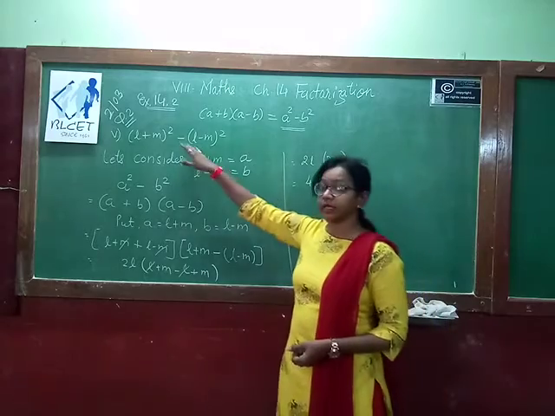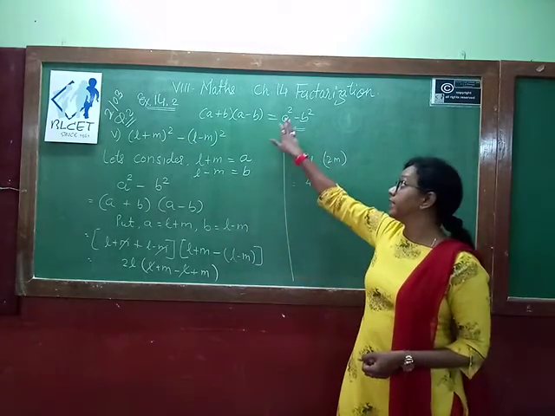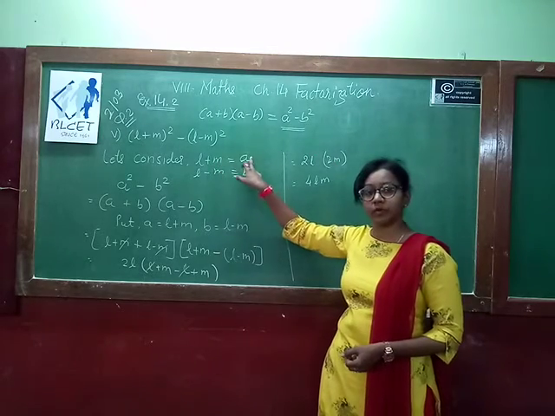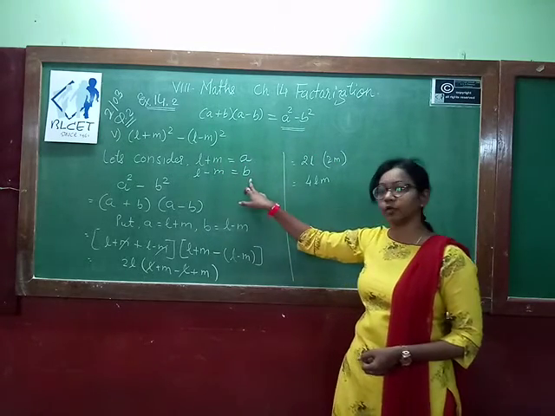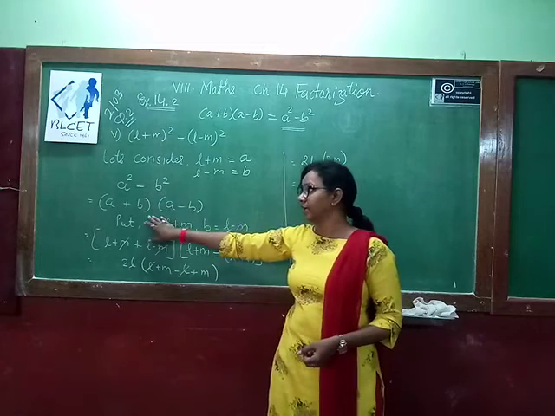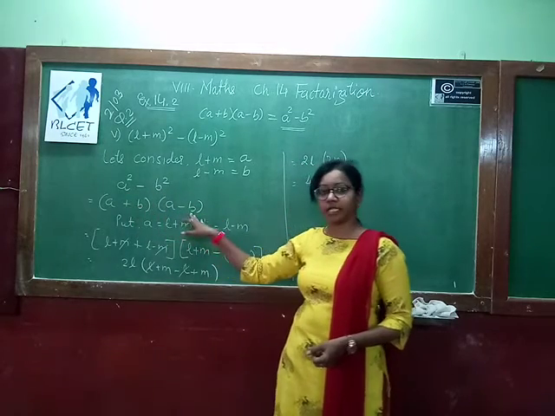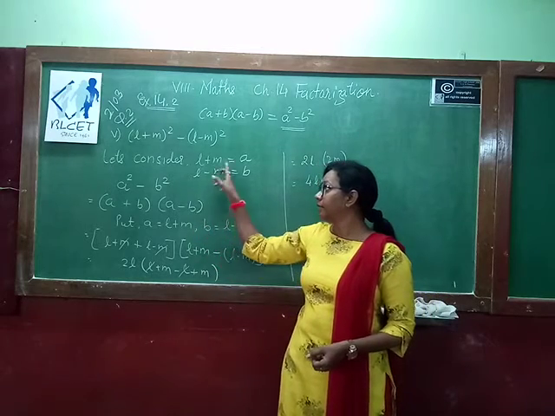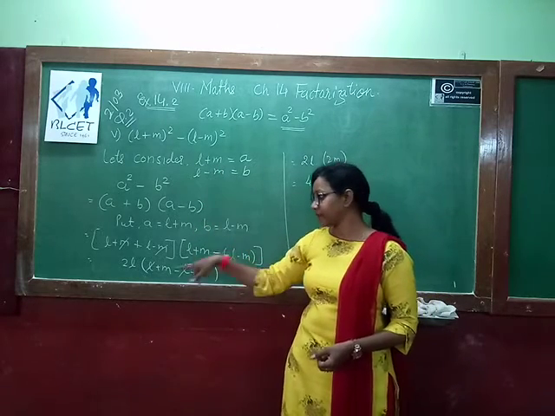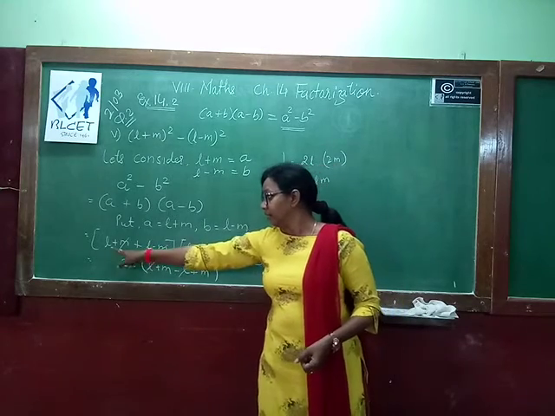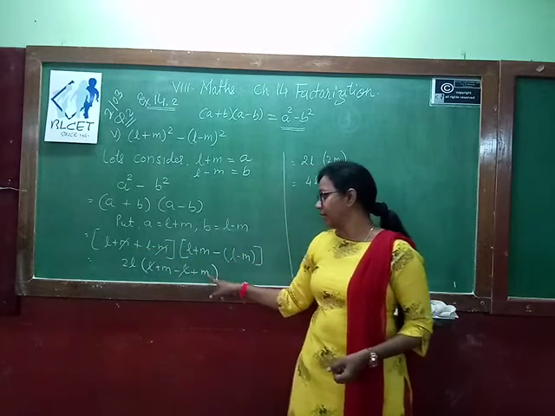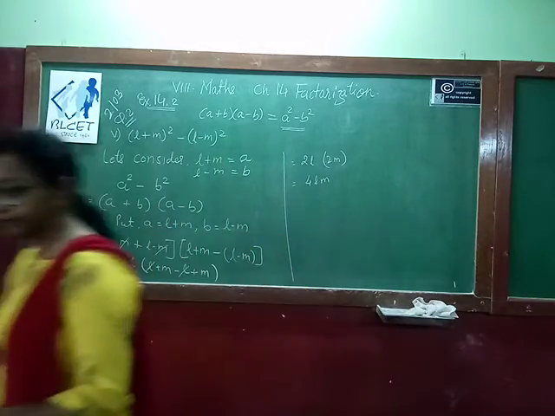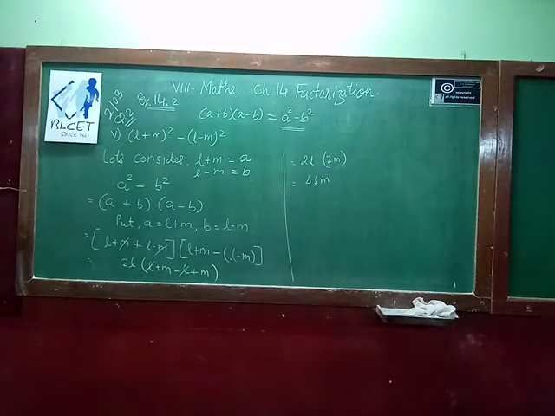Whatever question is given, that we have to convert in terms of a square minus b square. For that we are guessing that l plus m is equal to a and l minus m is equal to b. Then we do the factorization, that (a plus b)(a minus b). Then again we replace the value of a and b by l plus m and l minus m. So that when you do the simplification, you are getting the answer 4lm. So this way we can solve the question. Move on to the next question.